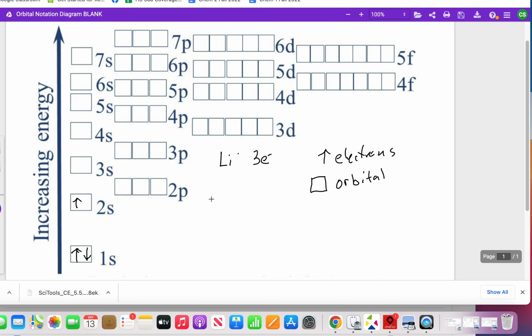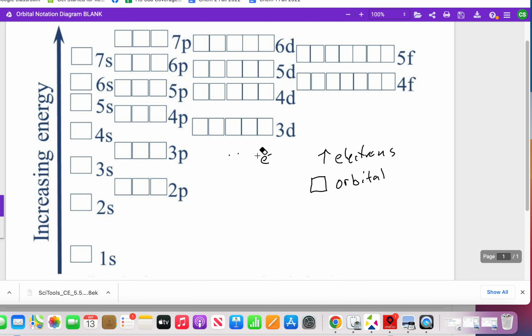Now we can write the electron configuration. So for lithium, it would be 1s, count 1, 2, 2s, 1. Okay? The exponents stand for the number of electrons, and so there's 3 there, so that matches 3. Let's try one that's a little bit harder, and there's one more rule to know. So let me erase.